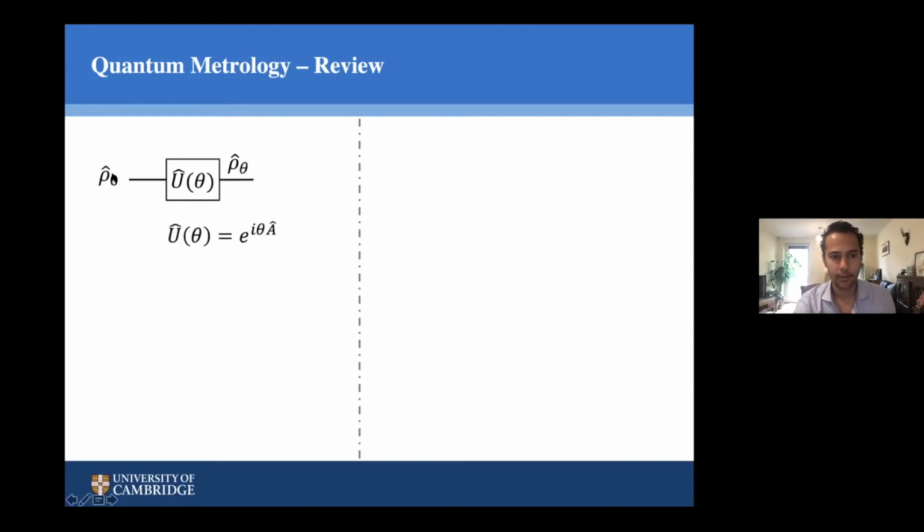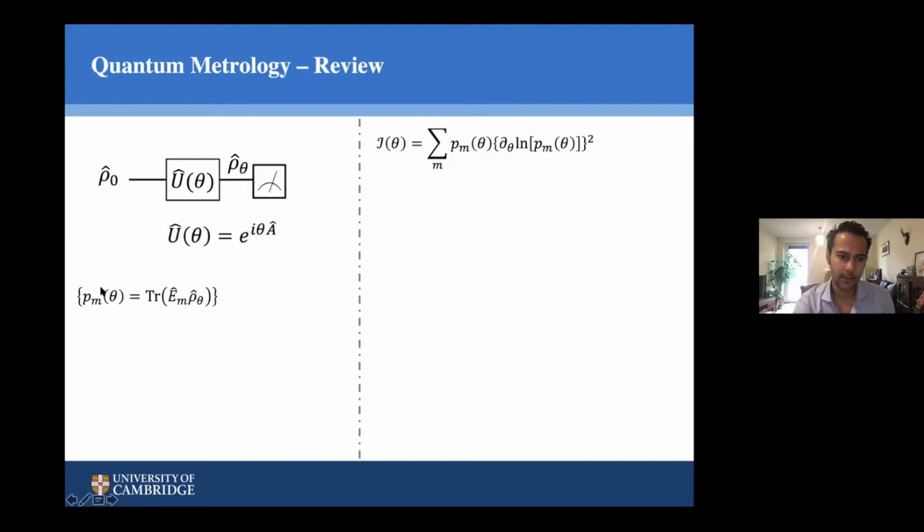So our input state in this quantum scenario is just some density matrix, rho naught. And when this density matrix passes through this unitary, the unknown parameter theta will be encoded in it. And then we can do a measurement. Here I represent the measurement by measurement operators E sub m, and these will generate probabilities. So running this many times, we will learn the probability distribution from this experiment.